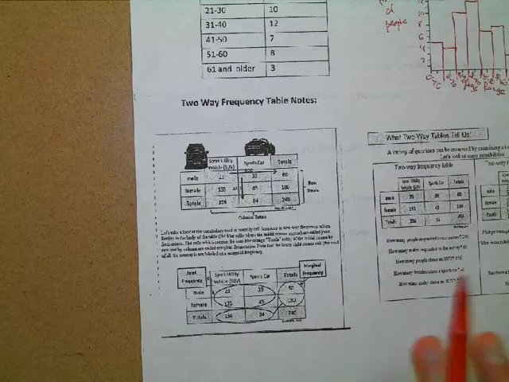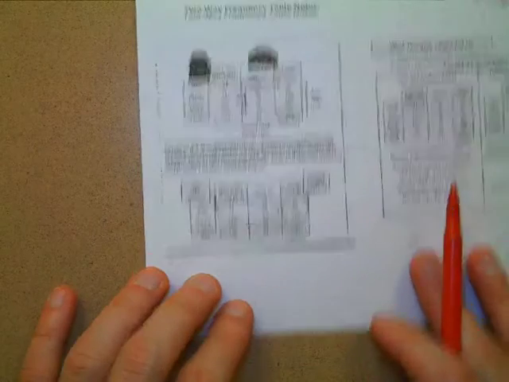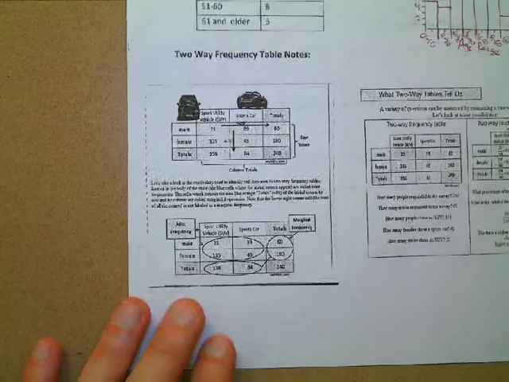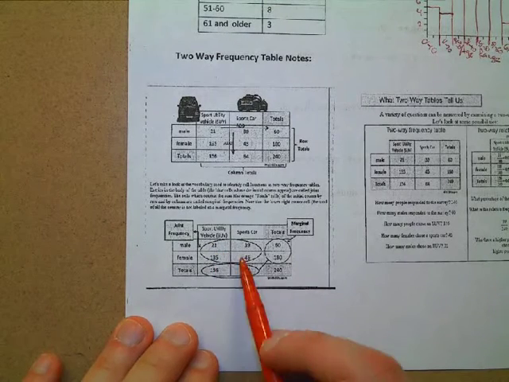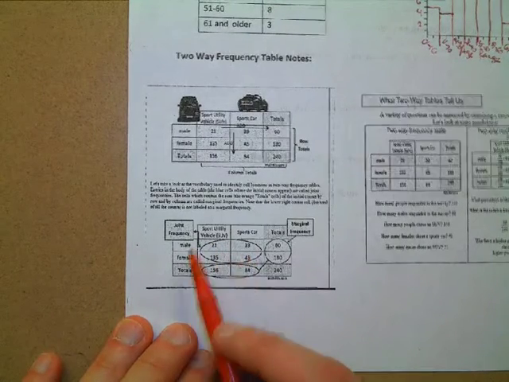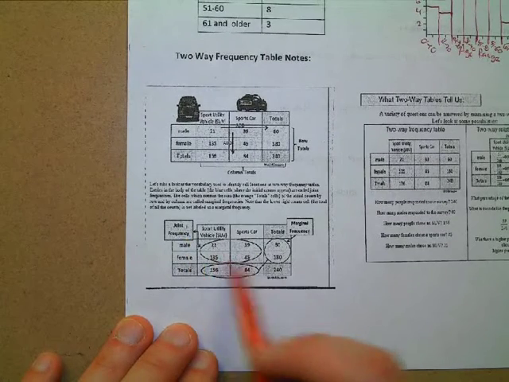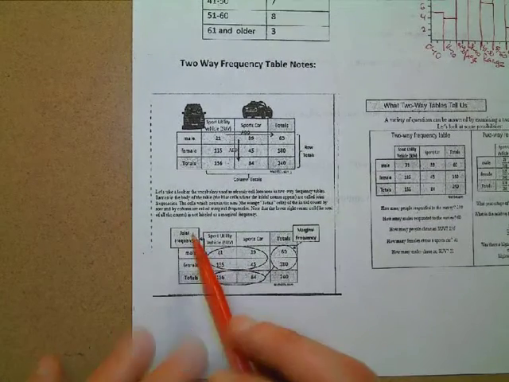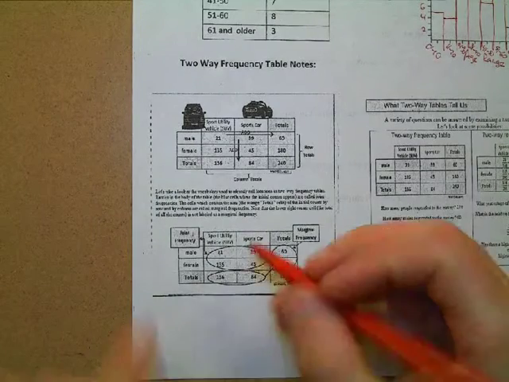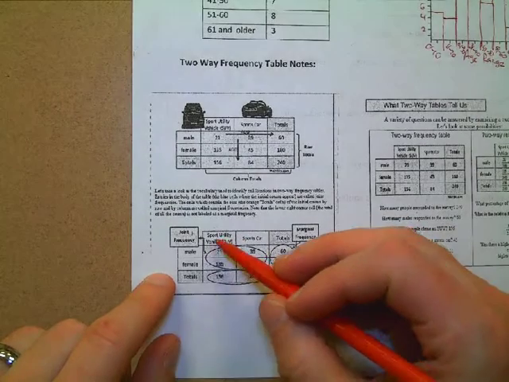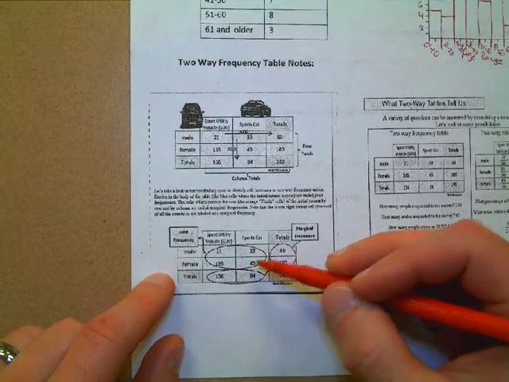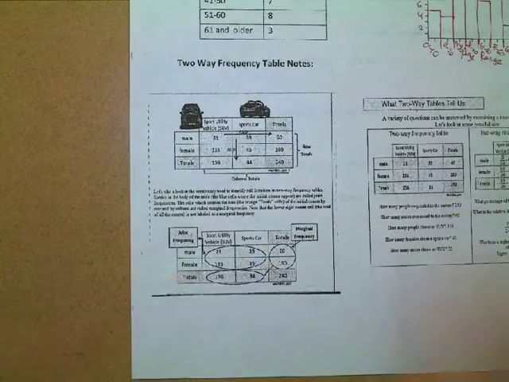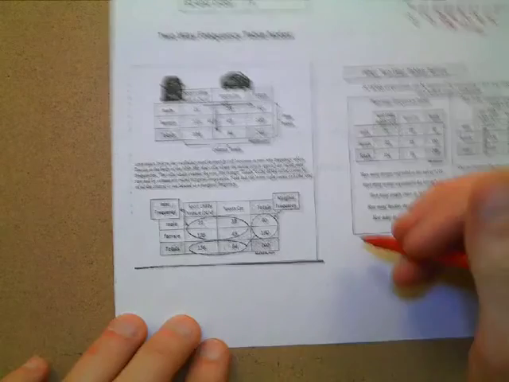There are names for these different cells, and I use the word cells because you can think about a spreadsheet or Excel. A cell is like an individual part of our table here. These 4 cells on the interior are called joint frequencies. Joint meaning joined together. So this is the joint frequency of males who also have a sport utility vehicle, and 45 is the number of females that also have a sports car. Joint frequency is the total number for 2 things together.